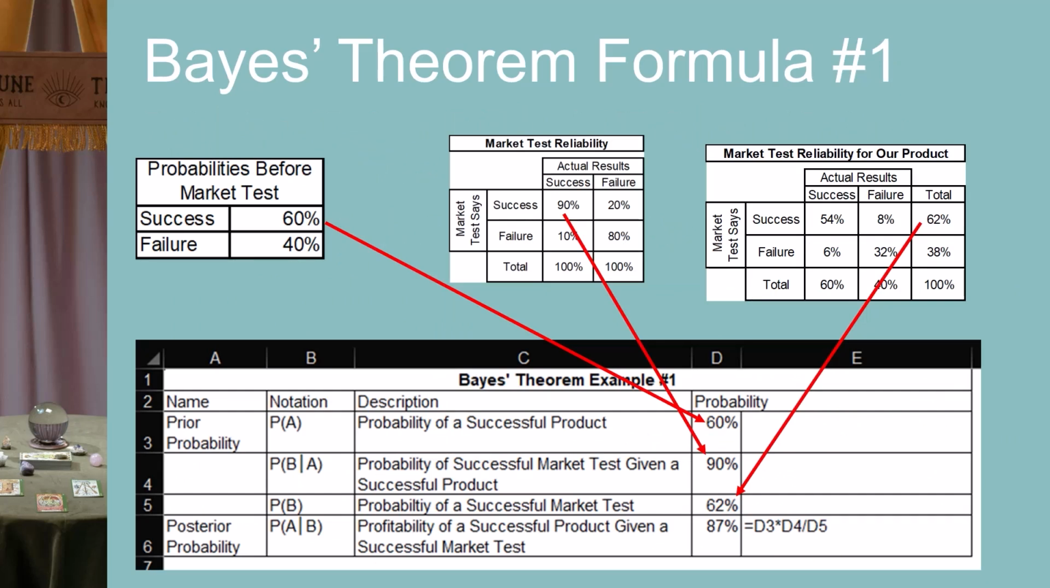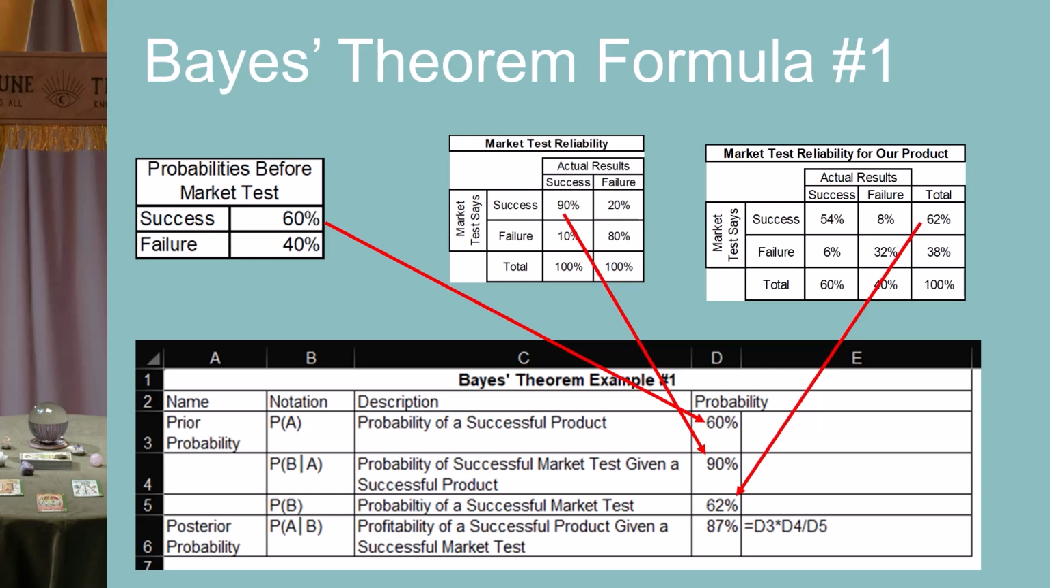The example I used in an earlier lesson on Bayes' theorem formula number 1 actually came from this lesson's example. At the beginning, we didn't know the probability of a market test indicating success, so we used formula number 2 earlier in a series of calculations. Now, with the tables in this lesson, we have calculated that to be 62%.